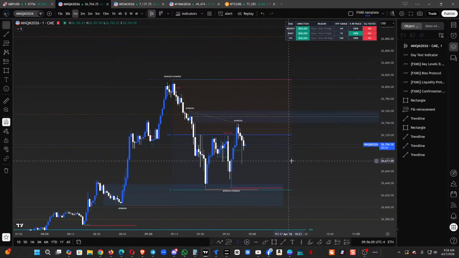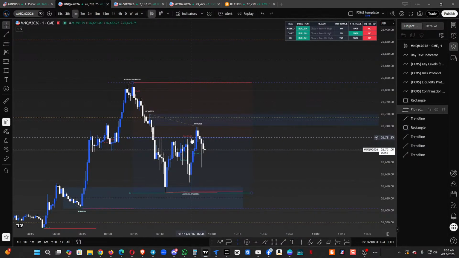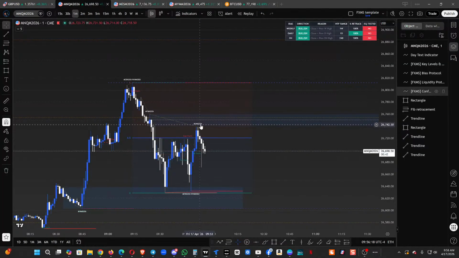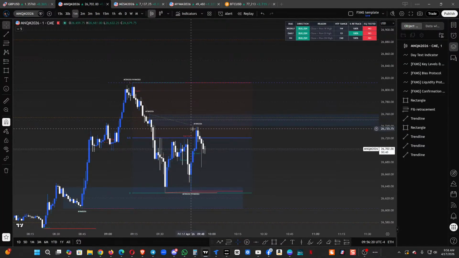Okay, and we will see if we get follow through here or just some kind of manipulation. We did have the divergence here, so this should hold, meaning that YM did trade up into the OB, whereas NQ just kind of fell short here.